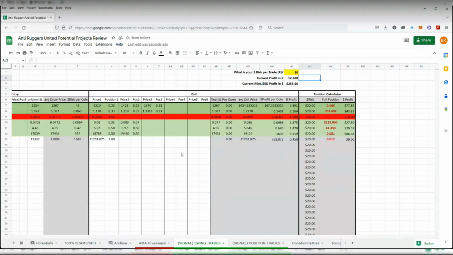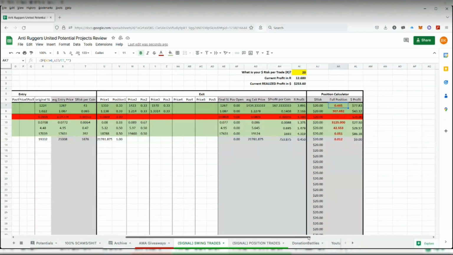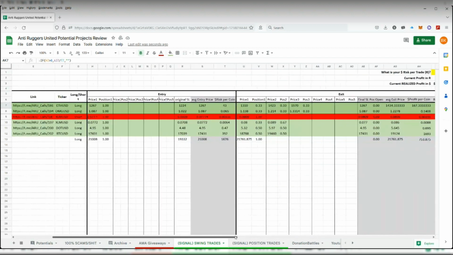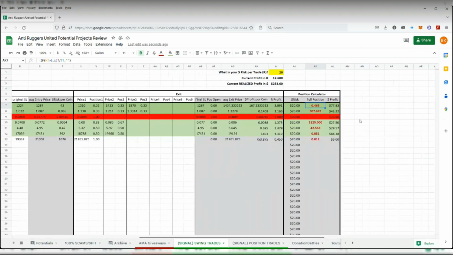You're risking $20 per trade, okay? So if you risk $20 per trade for the first signal, you would have bought 0.46 Ethereum, okay? 0.46 Ethereum costs, let's see, 1,267. So the cost would be 0.46 Ethereum times 1,267. So this is what I mean about leverage. You only have $100, but you're buying $600 worth of Ethereum, right?